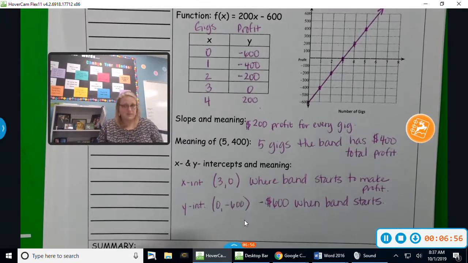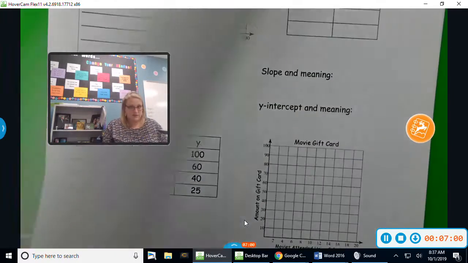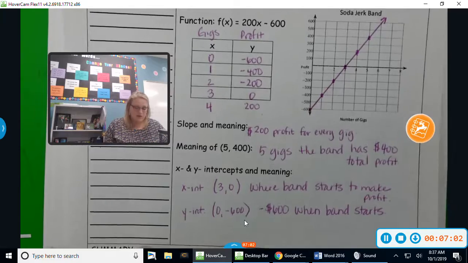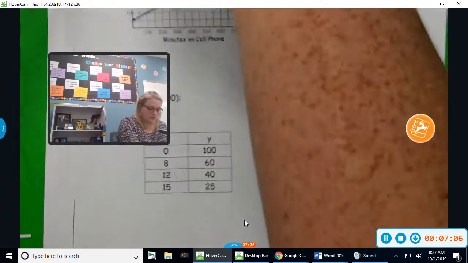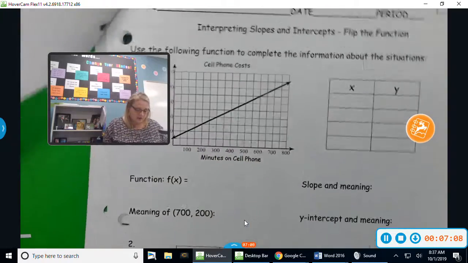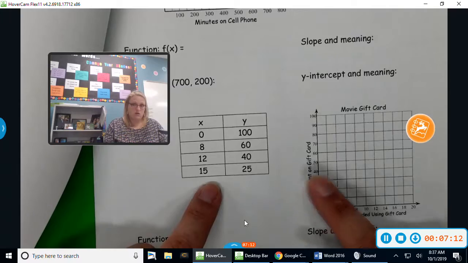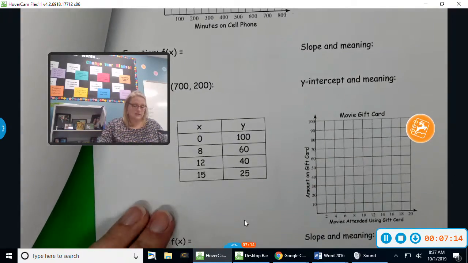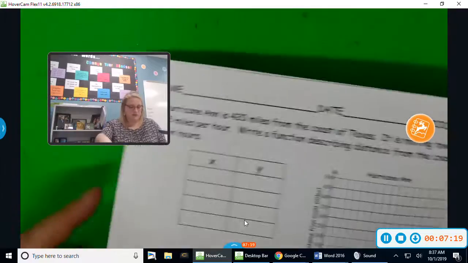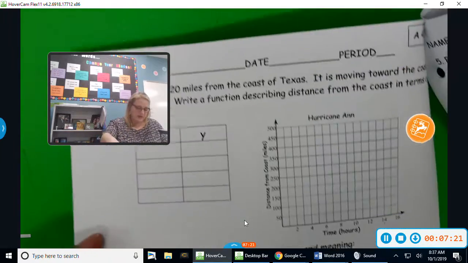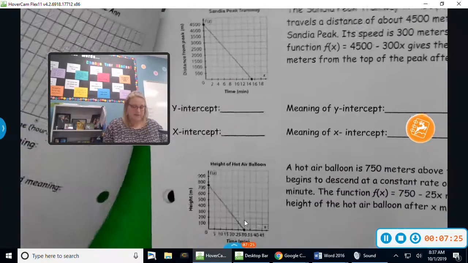When y'all are doing this assignment, again, this is in Canvas, it's not using My Open Math. You're going to answer the questions based off of the functions. The first one gives you a graph. The next one gives you a table, and it also tells you it's a movie gift card, the amount on the gift card, and the movies attended. Then the next one is the hurricane, and there are a few other problems just so you get a little bit more practice.